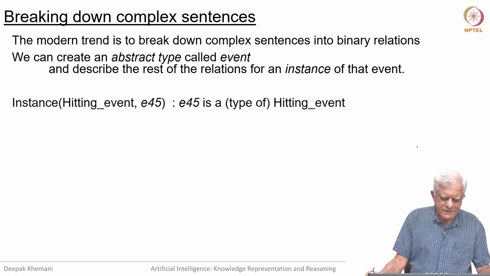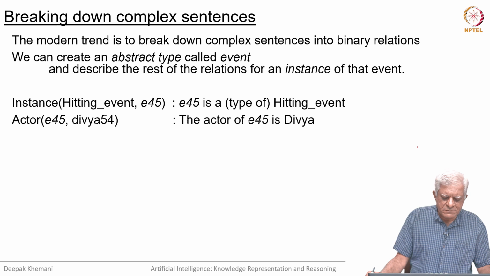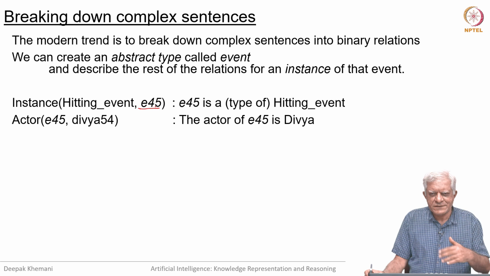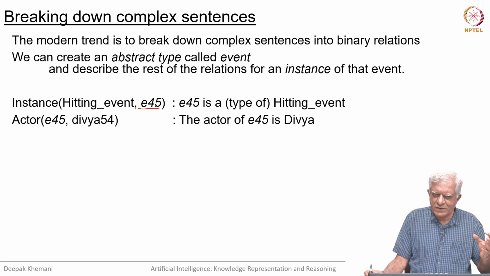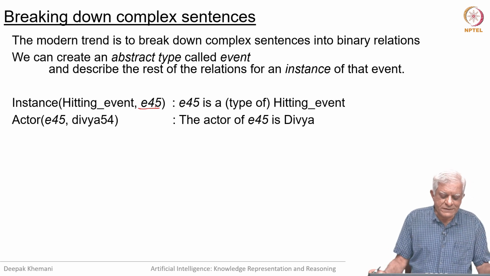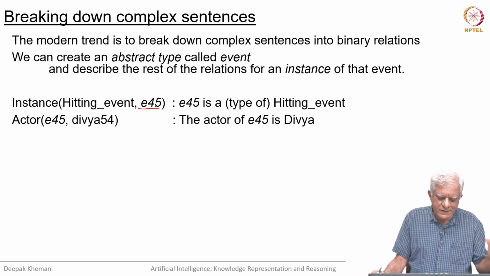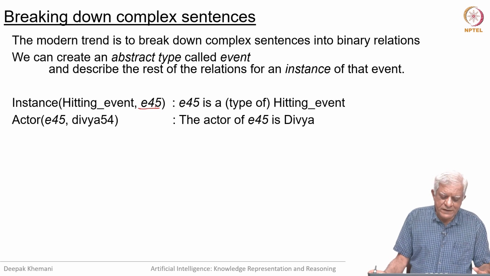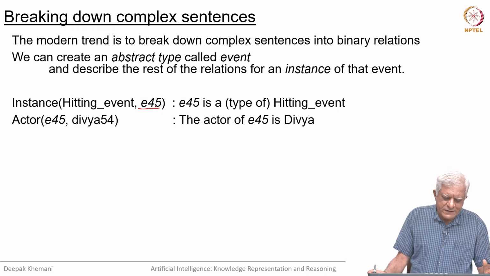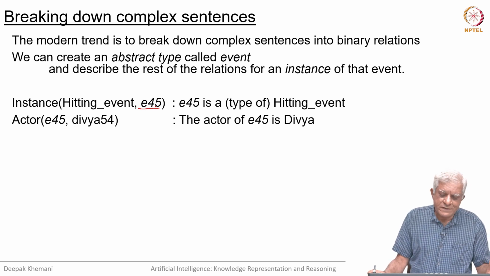So, we could say something like this: here is an abstract entity that we have created, which is an instance of something called a hitting event, which may itself be a type of event, because events can be of many kinds. So, what we are saying in the first line is that E45 is the hitting event that we are talking about. So, we have identified one instance of an event. Then the second line says that the actor of E45 is Divya.